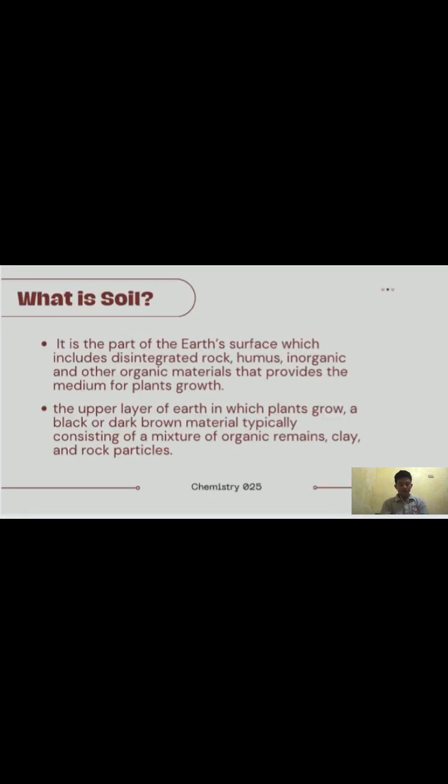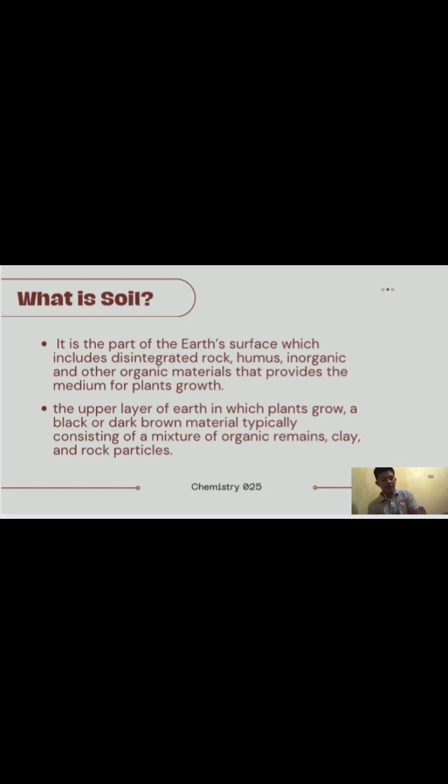What is soil? It says here, the soil is the part of the earth's surface which includes disintegrated rock, humus, inorganic and organic materials that provide the medium for plants' growth. The soil is usually generated when rocks break up into other constituent parts. When a range of different forces act on the rocks, they break into smaller parts to form the soil. These forces include the impact of wind, water, and the reaction from salts.